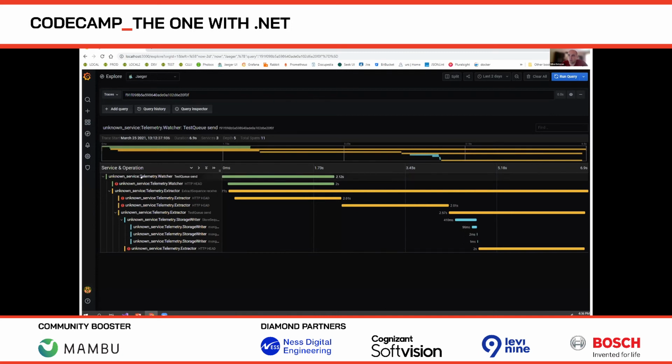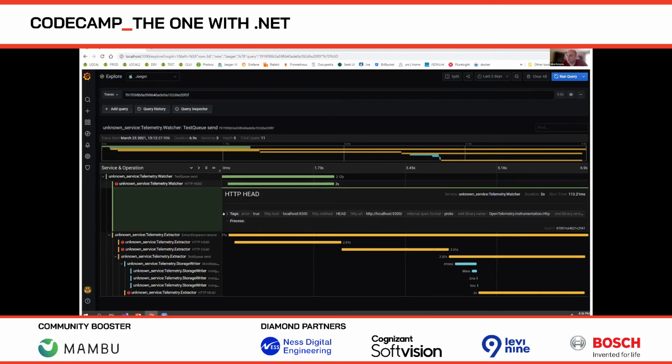I can show that the traces for one of my operations look like this. So you remember what services I described. You have the watcher, it goes into the extractor, and you can already see also how my application is modeled actually, what's waiting for what. You have an extractor, you have a storage writer, you have the MongoDB also instrumented here.